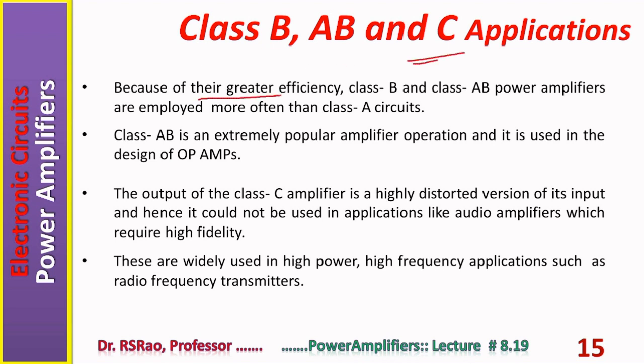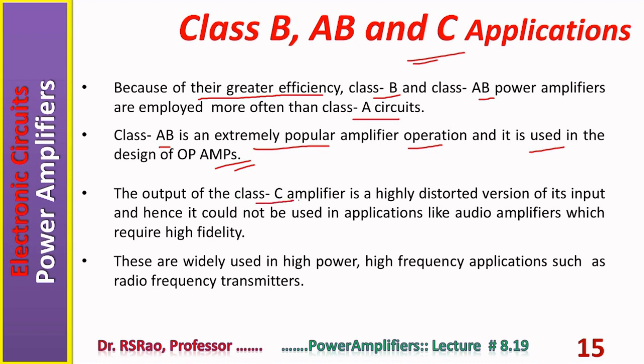Because of their greater efficiency, class B power amplifiers are employed more often than class A circuits. As already mentioned, in class B, only one transistor is conducting at a time. When one is conducting, the other remains in cutoff. But in class A, the transistor is always in conduction, so efficiency is low in class A. Class AB is an extremely popular amplifier operation and it is used in the design of op-amps.